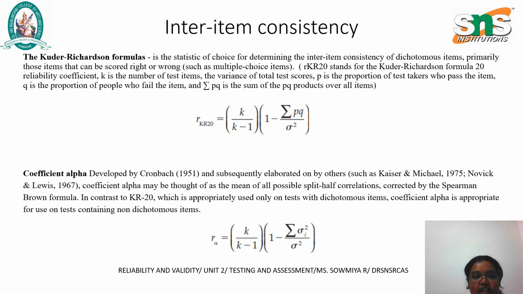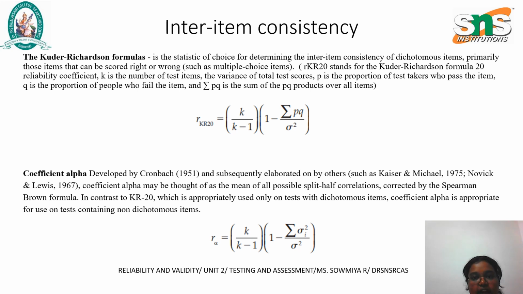Inter-item consistency. The first one is the Kuder-Richardson formula. It is a statistic of choice for determining the inter-item consistency of dichotomous items, particularly those items that can be scored right or wrong, such as multiple-choice items. KR-20 stands for the Kuder-Richardson formula 20 reliability coefficient.